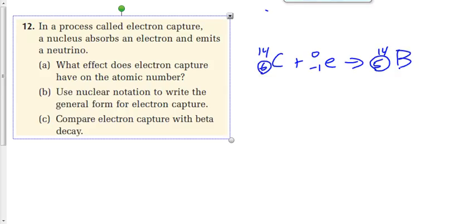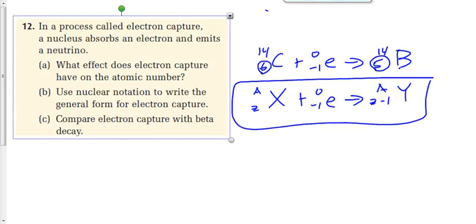Let's write a general form of this, actually. We've got element X with an atomic number of Z and a mass number of A. We absorb an electron, and it goes to A, and then Z minus 1 times whatever element it is. We'll call it element Y. There's the general form of it.